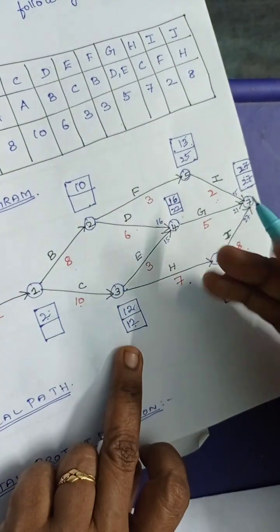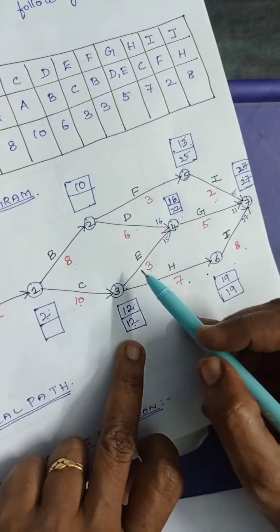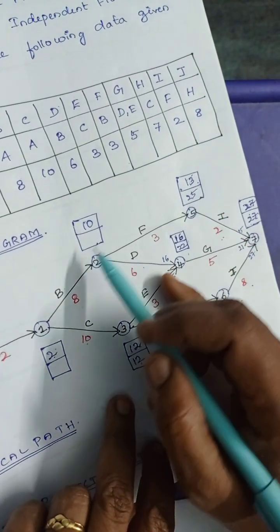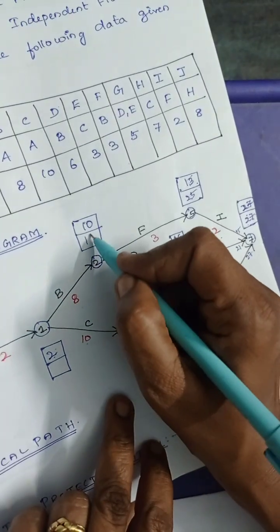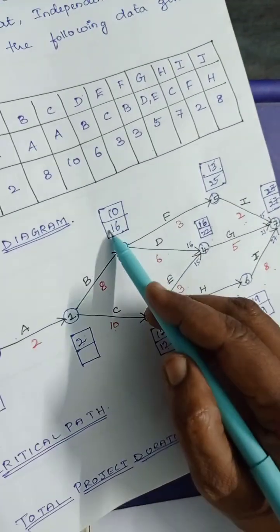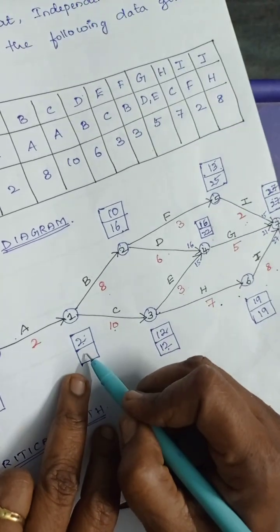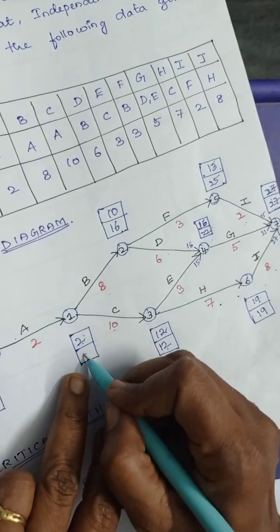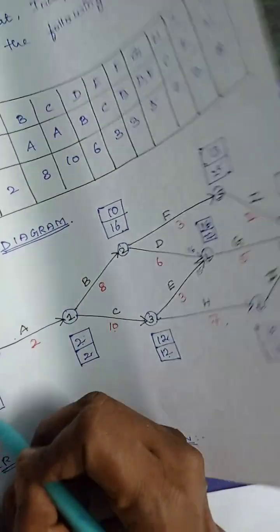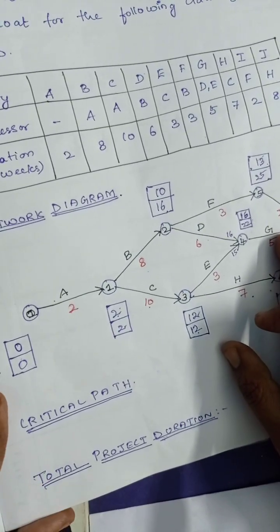When you are doing the forward pass you have to consider the maximum one, and in the backward pass you have to consider the minimum one. Here also you have 25 minus 3 is 22. Here 22 minus 6 is 16. So 16 minus 8 is 8. 12 minus 10 is 2. So the minimum among 6 and this is 2. 2 minus 2 is 0. This is how EST and LFT are calculated.